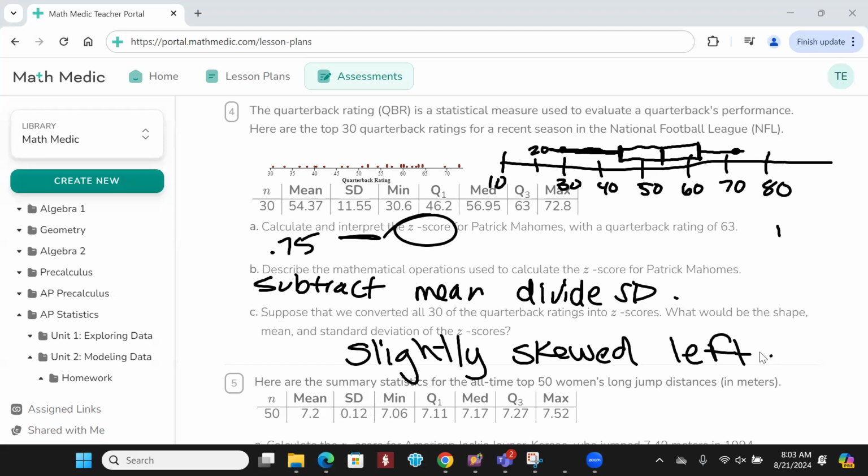Okay, now could you maybe make an argument for approximately normal? Maybe. All we're doing when we're converting it to z-scores is making it smaller numbers, making it manageable numbers.